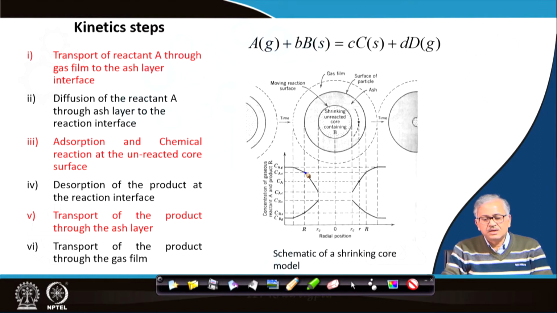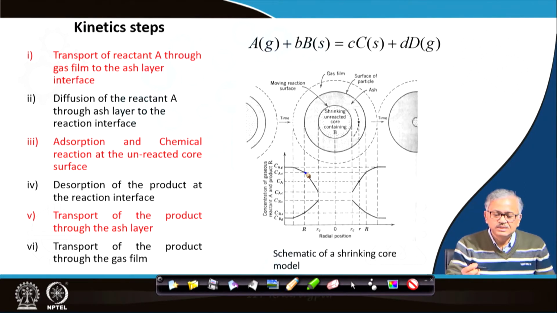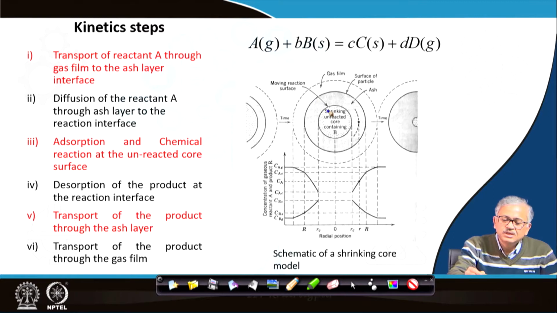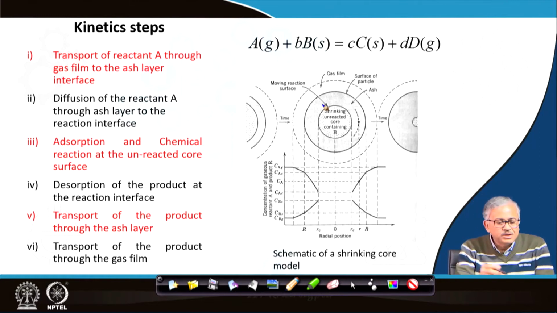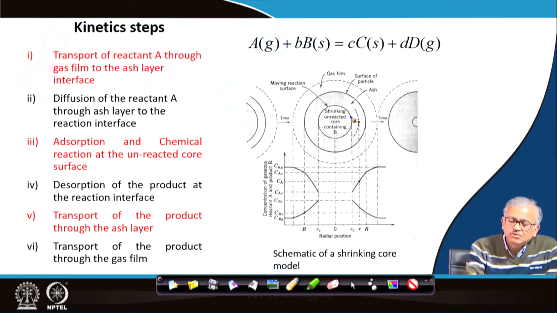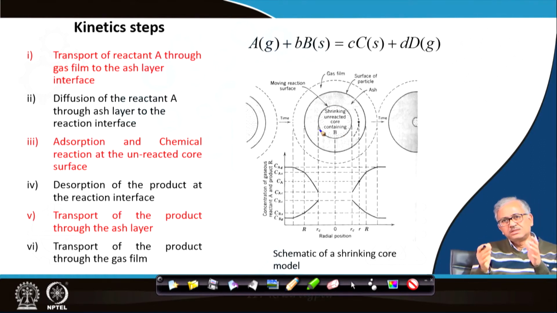If the transport of the reactant through the gas film is the rate controlling step, because the resistance is very high in the stagnant film, that is when the resistance is maximum. Or the chemical reaction at the interface can be the rate controlling step, especially when the temperature is low, since the chemical reaction is then a very slow step. And as we see, with the progress of time, the ash layer thickness also increases.